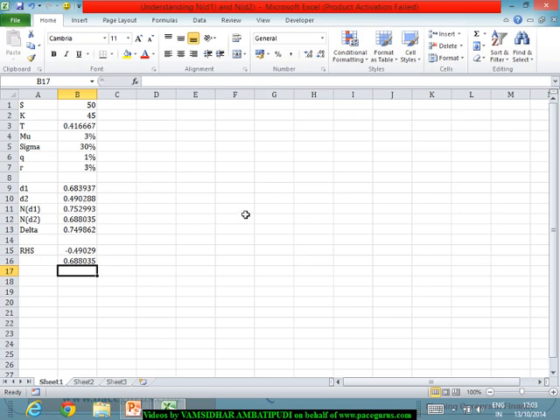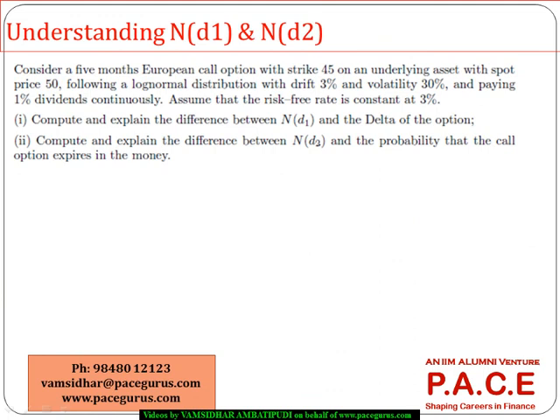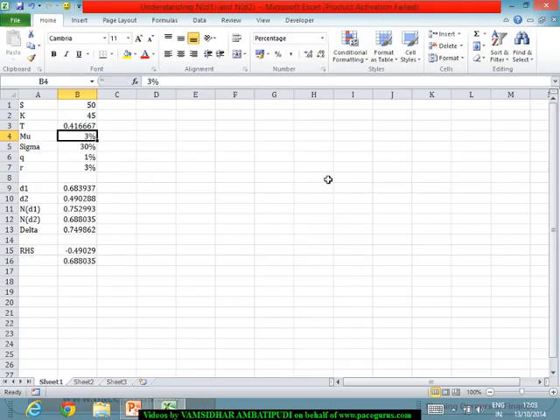Which means in this case, this came equal to N(d2). The reason why these two came equal for me is that R and mu are the same. When R and mu are the same, we'll find that N(d2) is the same as the probability that the stock will expire in the money.